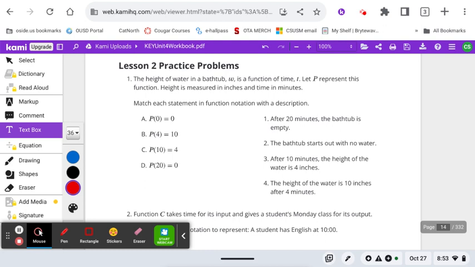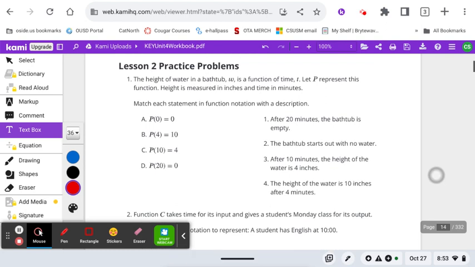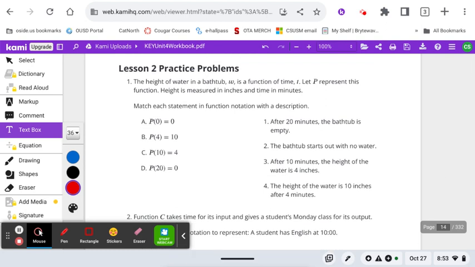The height of the water in the bathtub is a function of time t. Let p represent this function, and the height is measured in inches and time in minutes. All we're doing on this one is a matching of statements. So using this new function notation, p of 0 equals 0, p of 4 equals 10, p of 10 equals 4, p of 20 equals 0. Which one goes with which words? Pause the video right now and try matching it and see how you do.